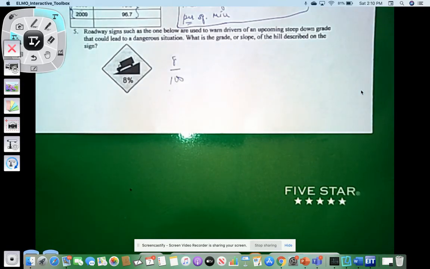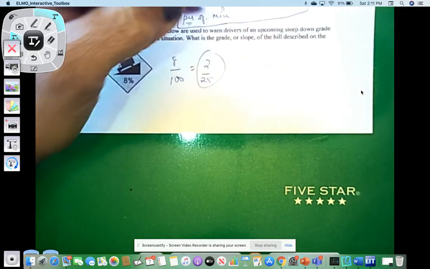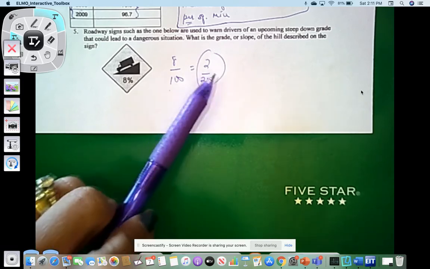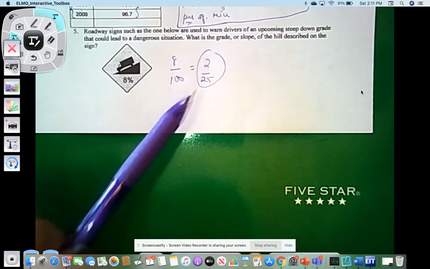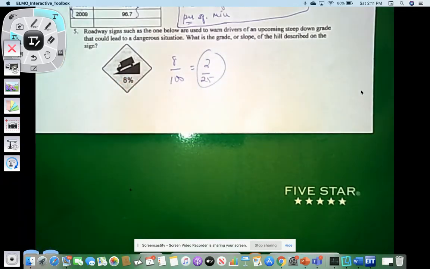And then all I'm going to do is simplify it. And why would I want it to be a fraction? Because slope is a ratio, a comparison of two numbers, rise over run. So if the hill was in feet, it would mean that the hill rises 2 feet for every 25 feet horizontally.